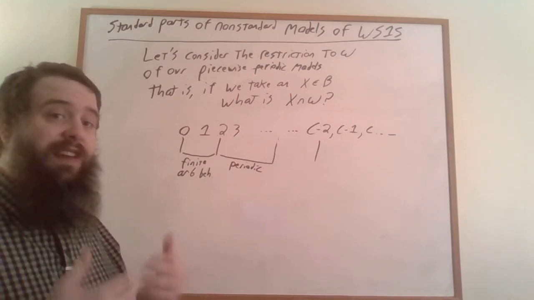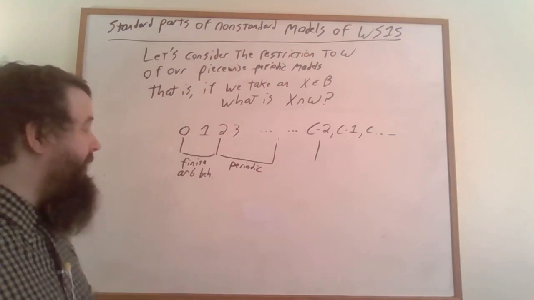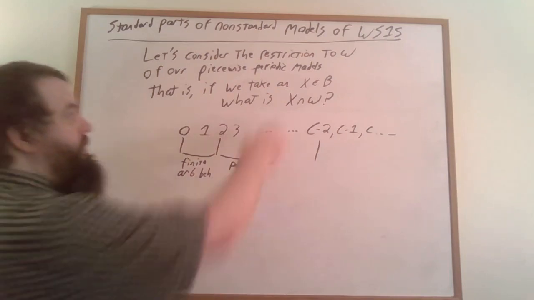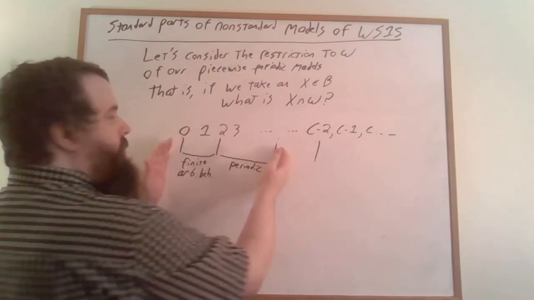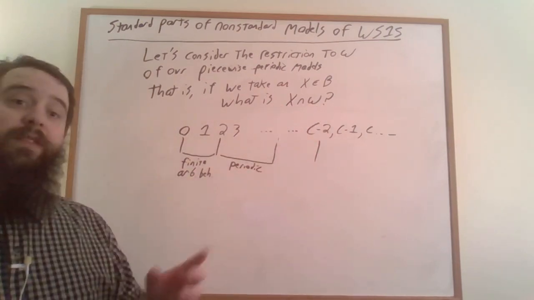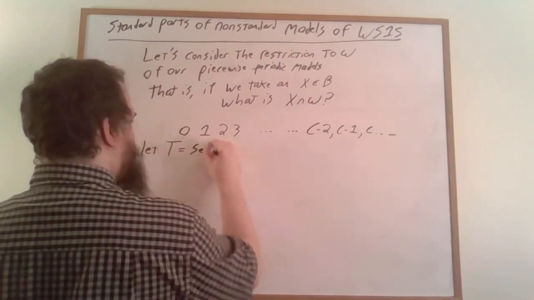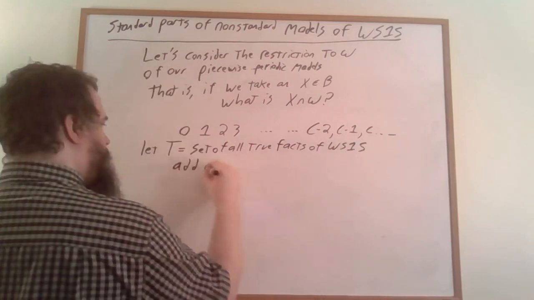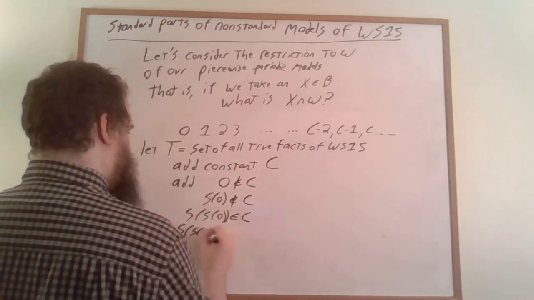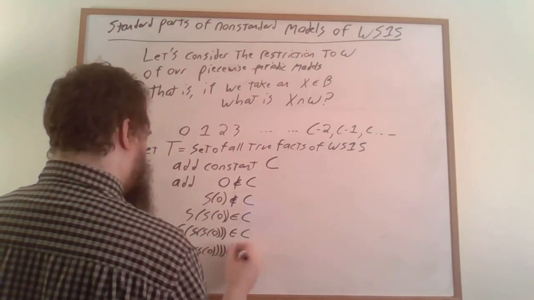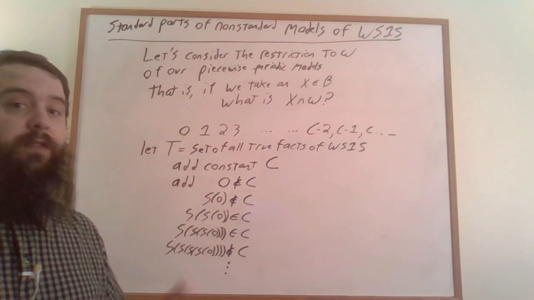Can we find a non-standard model of weak S1S that contains an element that when we take the intersection with omega, we just get the prime numbers? And the answer is yes, and there's a very simple argument for it. Here we're setting up to do a basic compactness argument.